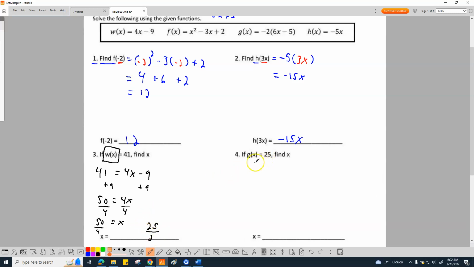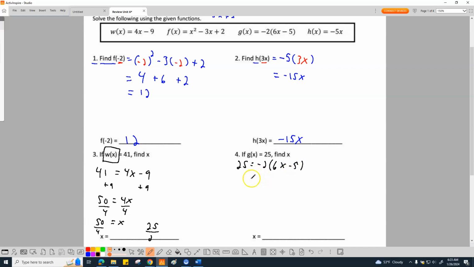All right, number 4, same thing. G of x. That should tell you, all right, go find the equation named G of x. There it is. And then it says replace G of x with a 25. So watch how I do this. I'm going to write my 25 equals, and what's the equation I'm using? I'm still using G of x, negative 2 times 6x minus 5. And then it's saying we want you to solve for x, find x. It's like, okay, no big deal.